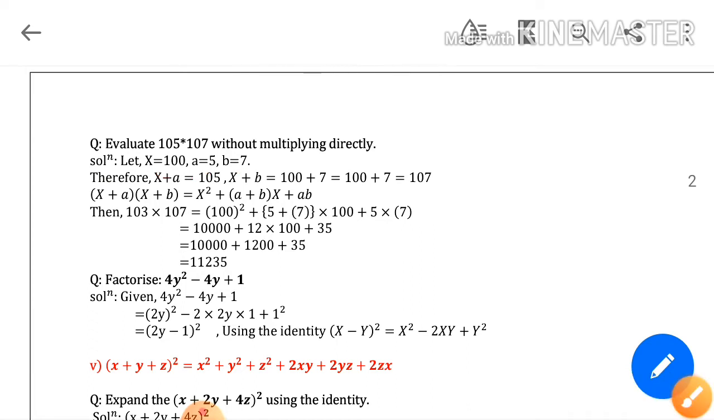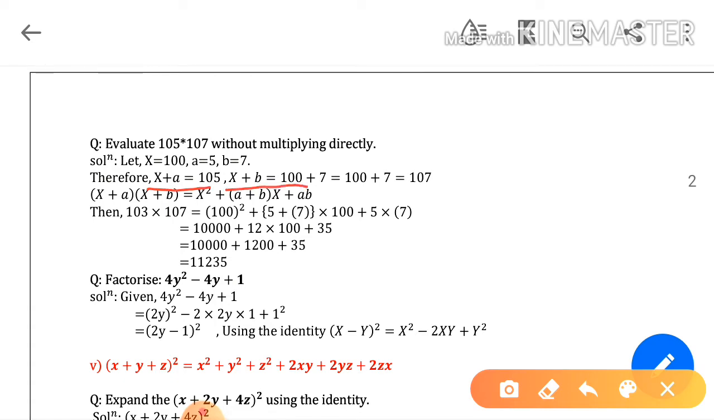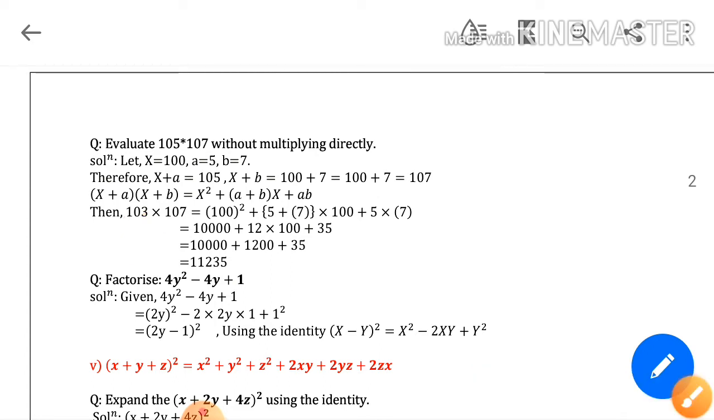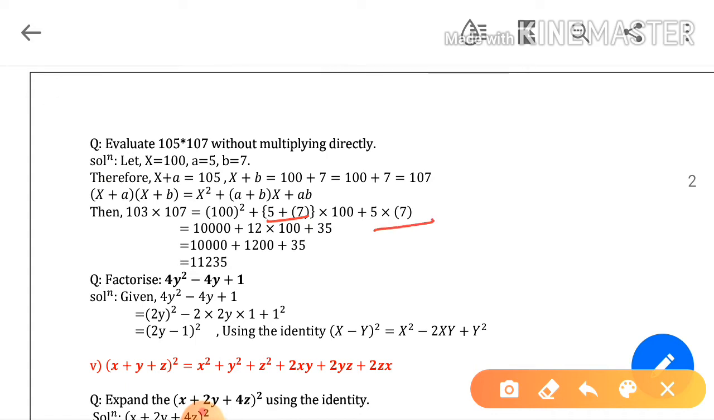Now x plus a equals 105, and x plus b equals 107. Then we know this formula, that is (x plus a) into (x plus b) equals x square plus (a plus b) into x plus ab. So here it will be 100 square plus (5 plus 7) into 100 plus 5 into 7.